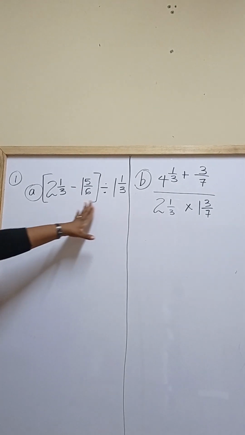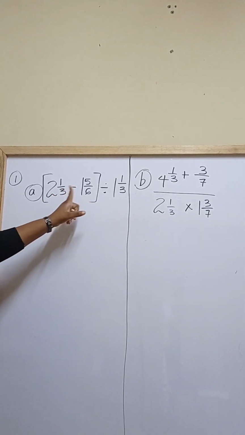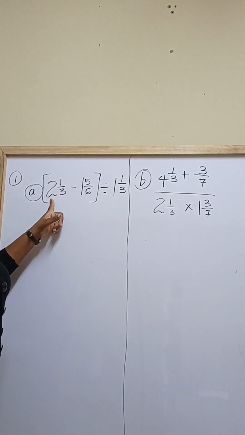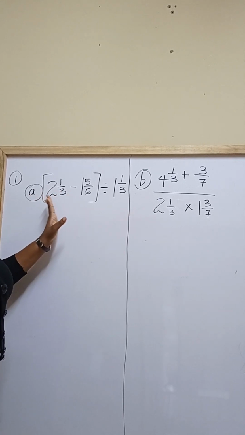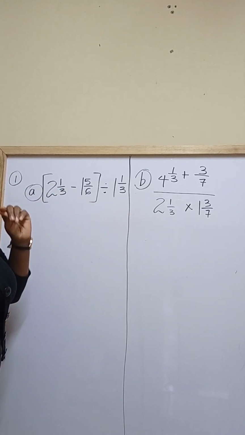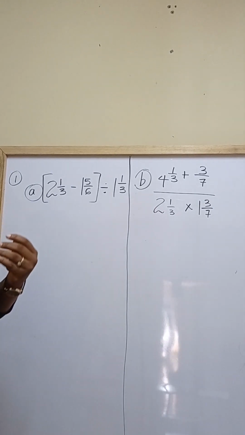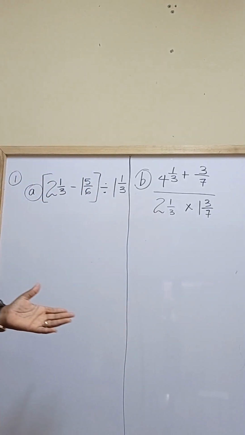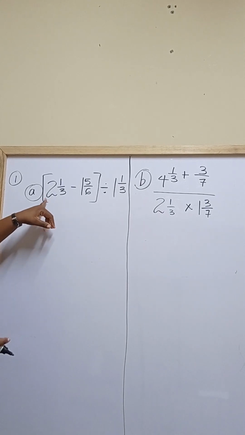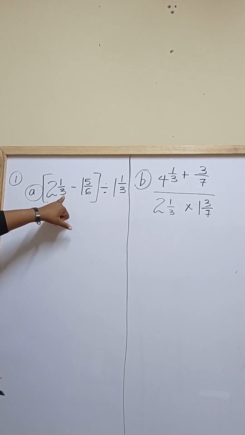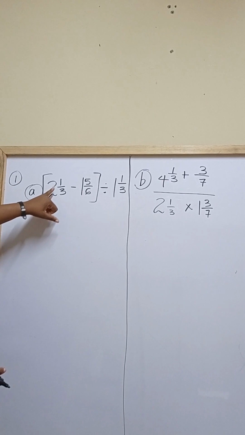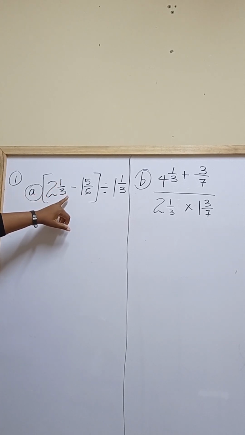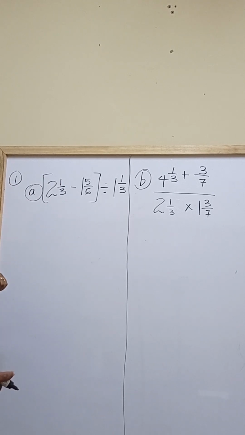Alright, so looking in the bracket here, we have two mixed fractions and we need to first change all mixed fractions to improper before we perform any operations on them. So we are going to change all of this. So 2 and 1/3, how we change, we multiply denominator by mixed and then add it to the numerator.